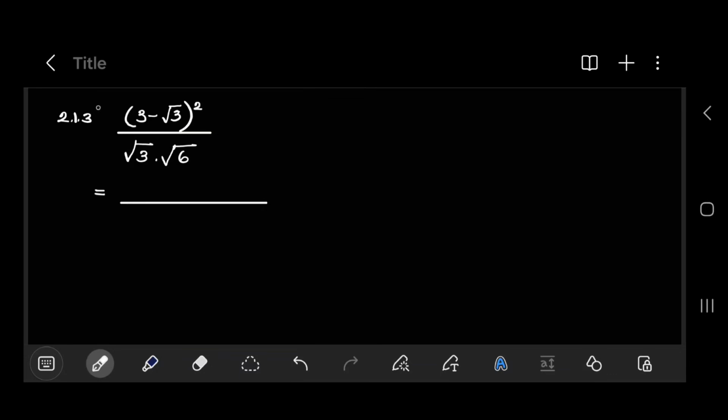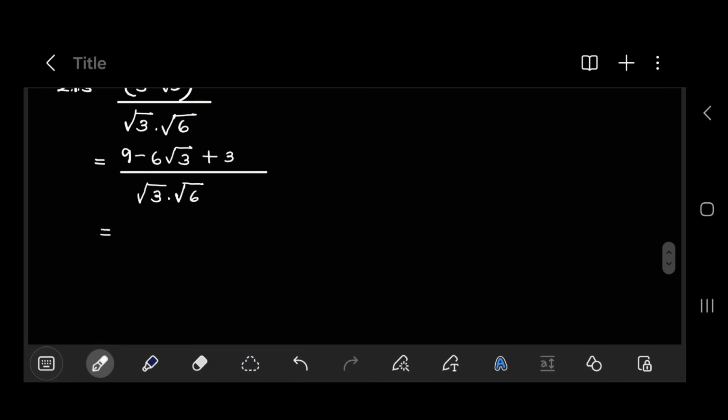To get the first term, we're going to square the first term. To get the middle term, we're going to multiply both terms together and times by 2. That is going to end up being a negative 6 square root 3. To get the third term, we're going to square that second term. That would be positive 3. Now in the denominator, I'm just going to leave this as we have it. Square root 3 times square root 6.